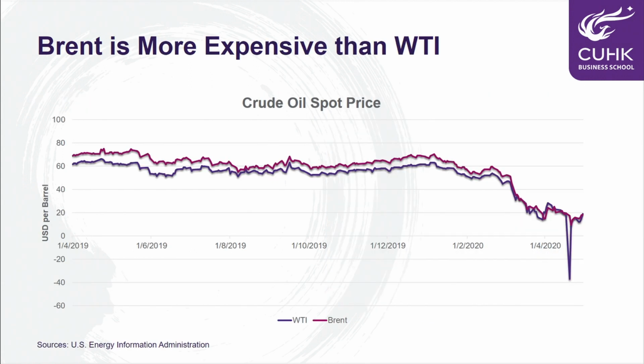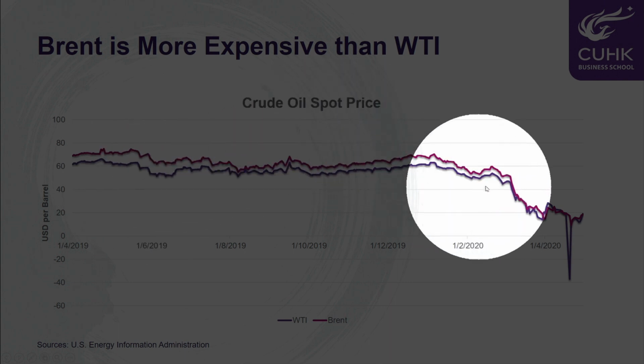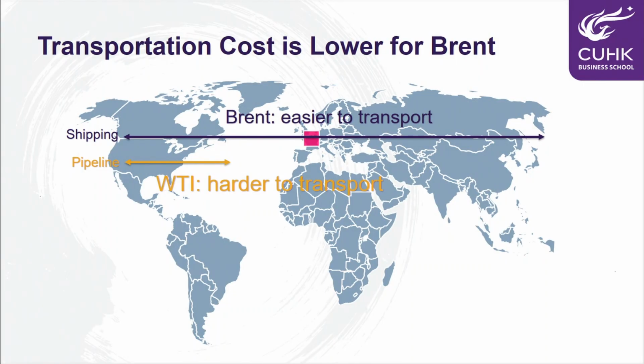However, if we compare the price of Brent and WTI oil, there's a difference. Although Brent oil is not as good as WTI, the price of Brent oil is always higher than WTI. Why is this the case? Because of the transportation cost. For WTI oil, because it is landlocked and uses pipeline facilities, the transportation cost would be higher. So after accounting for this transportation cost, the selling price would be lower.